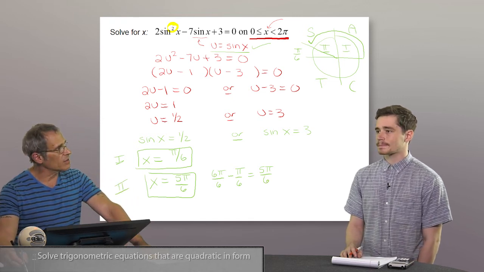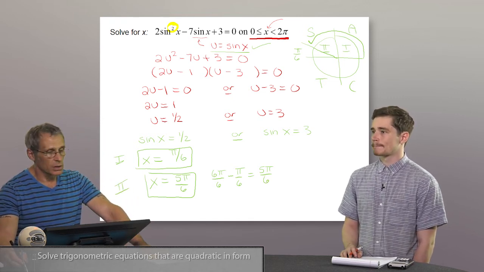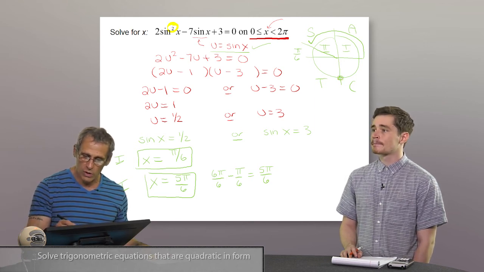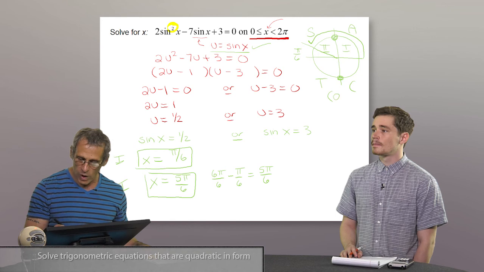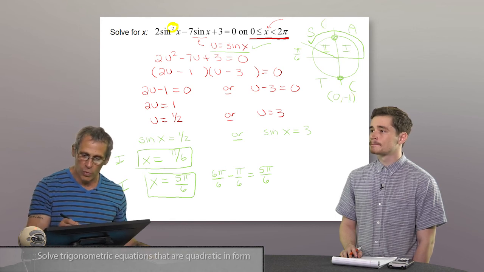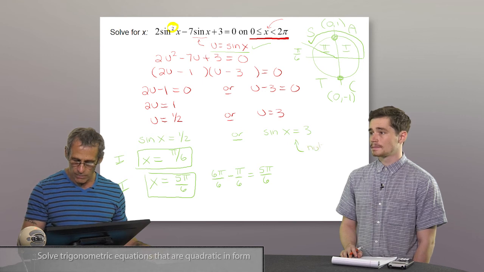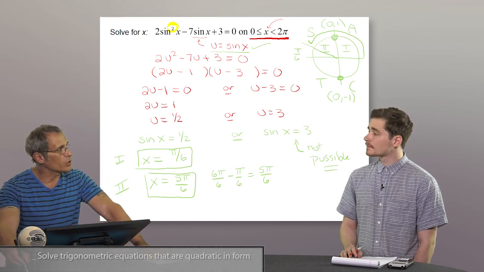Now, for the other factor, the sine of x equals 3. But think about the sine function. That's the y-coordinates on the unit circle. Those y-coordinates go from -1 to 1. So this is not possible. So it looks like I have 2 solutions.